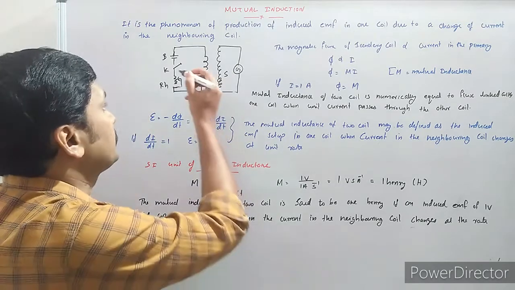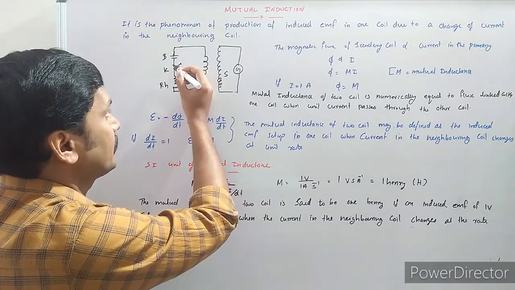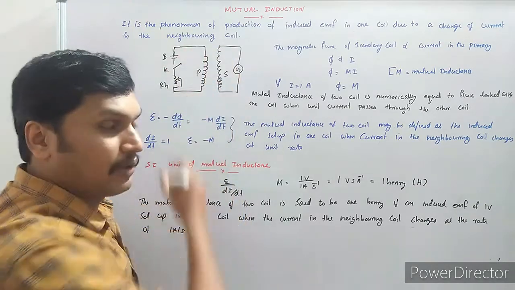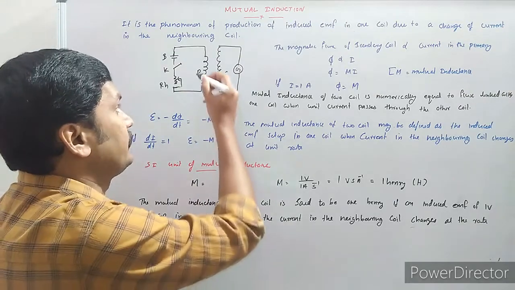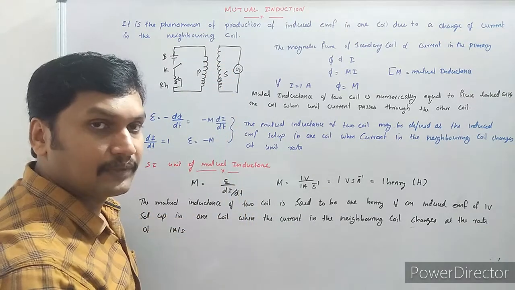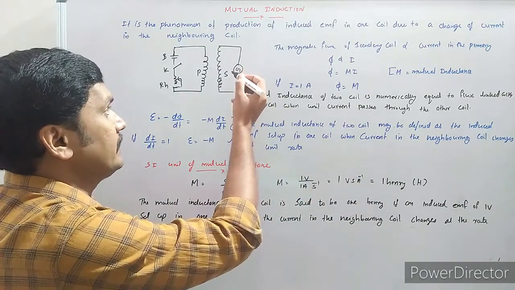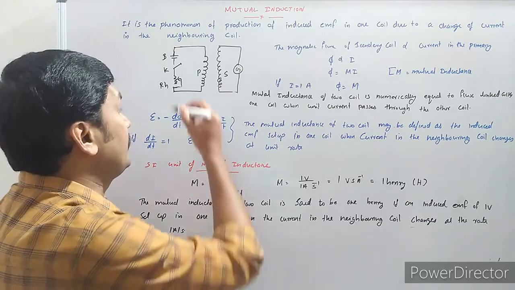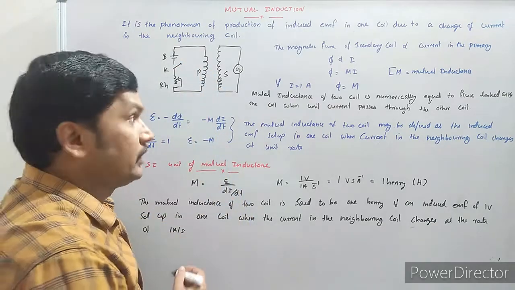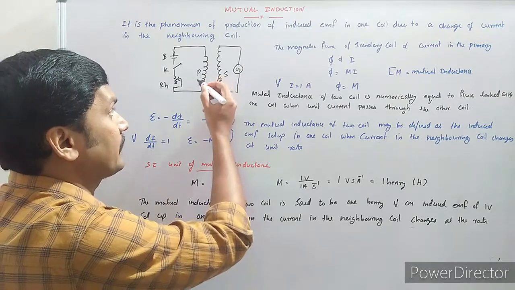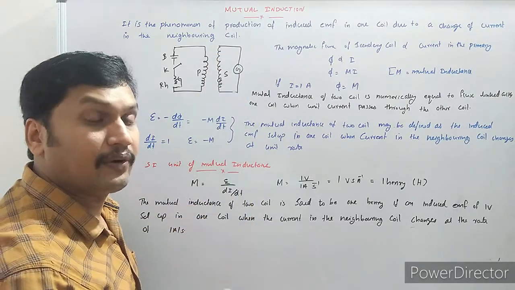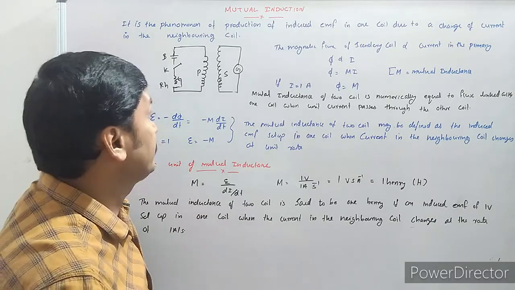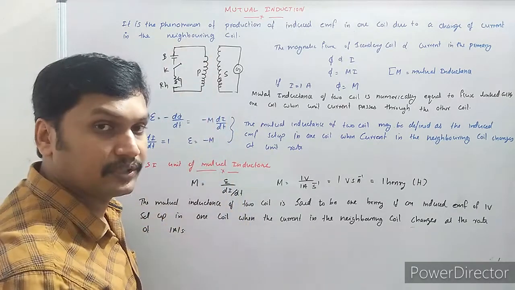Now suppose we press this tap key, closing the switch. A current starts flowing through the primary coil, so a magnetic field is developed in the primary coil. The secondary coil is in the magnetic field of the primary coil. When we close the switch, the magnetic flux of the primary coil initially increases, because initially no current passes through the coil and there is no magnetic field. The magnetic field increases when current starts flowing through the circuit.